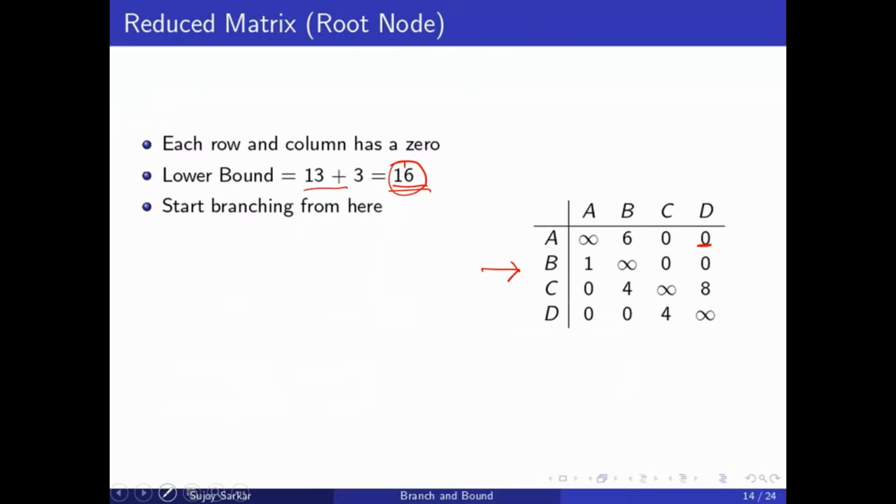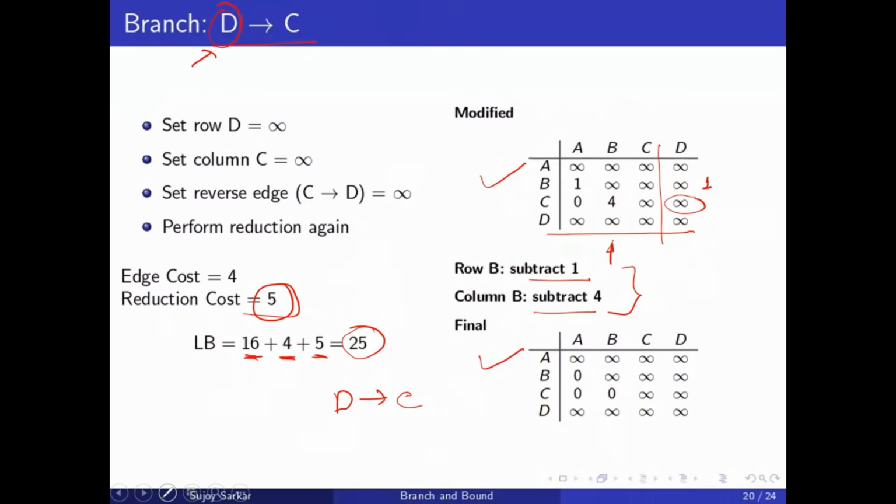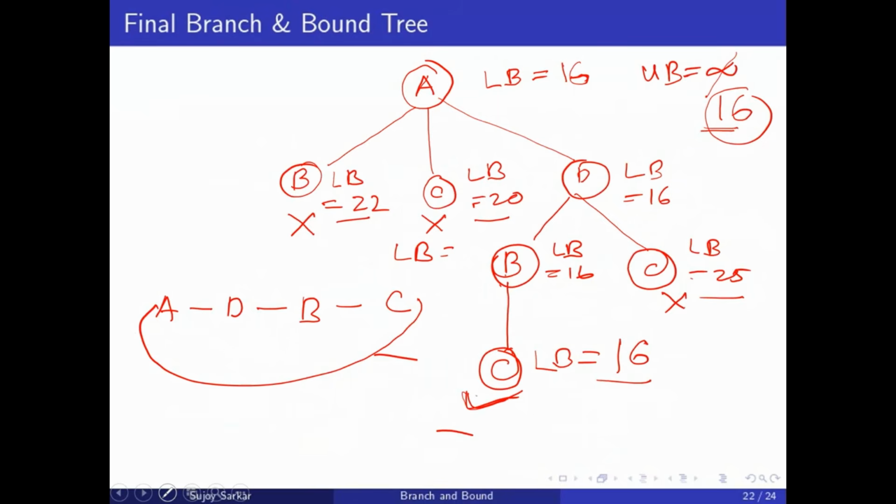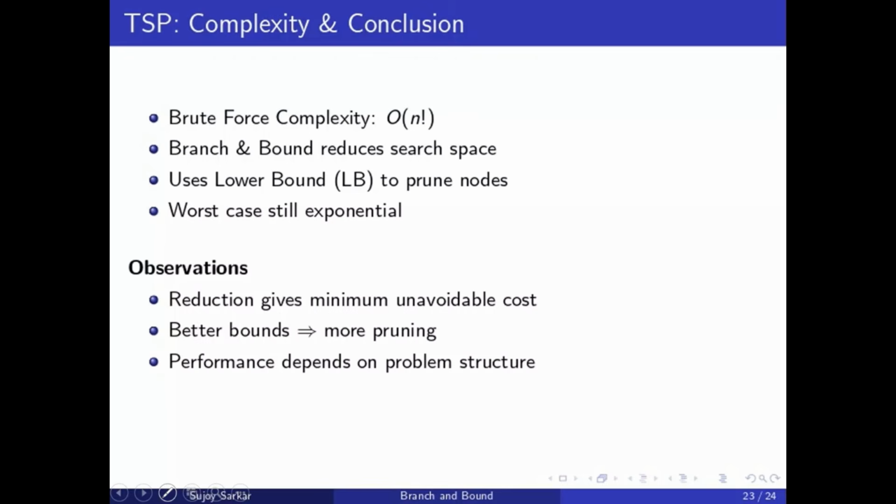And you can see that we found the solution. The cost is 16. Fine. So this was the traveling salesman problem. If we apply brute force, complexity is going to be order of n factorial. By using branch and bound, we reduce the search space. We use lower bound to prune the nodes, right? And remember, worst case still can be exponential here.